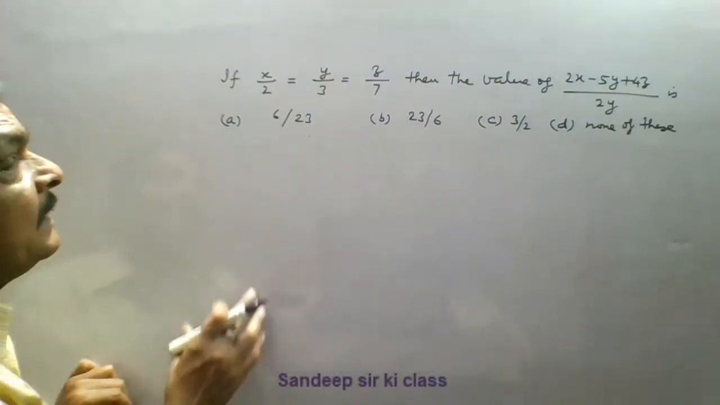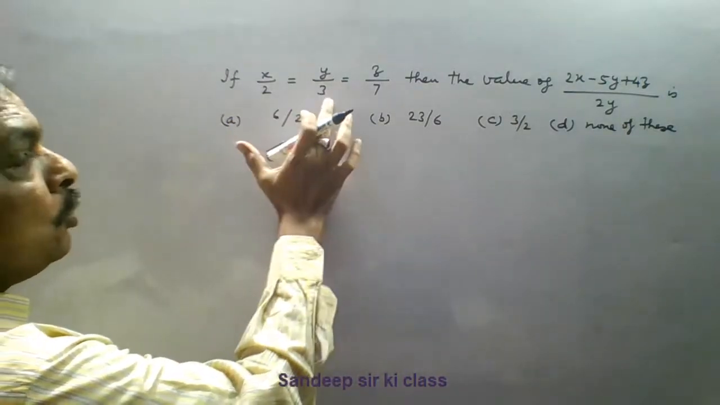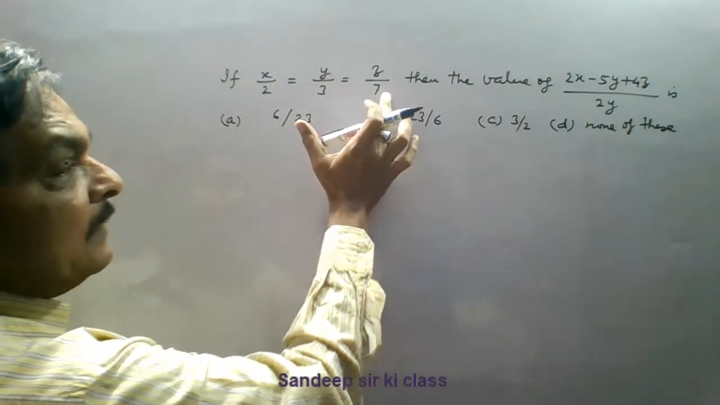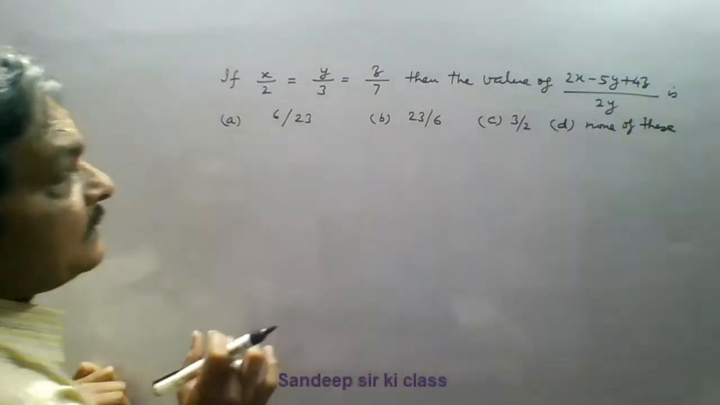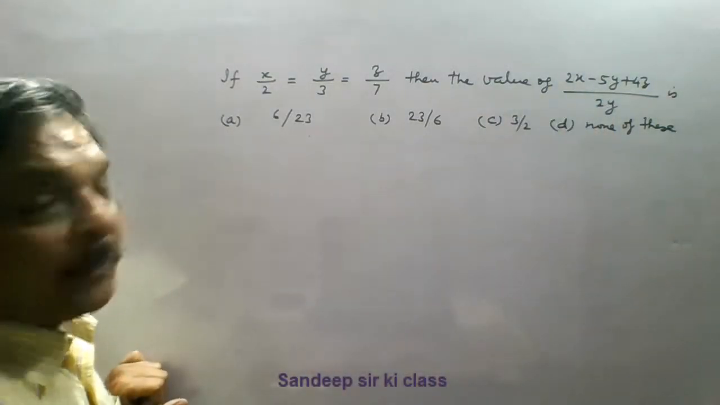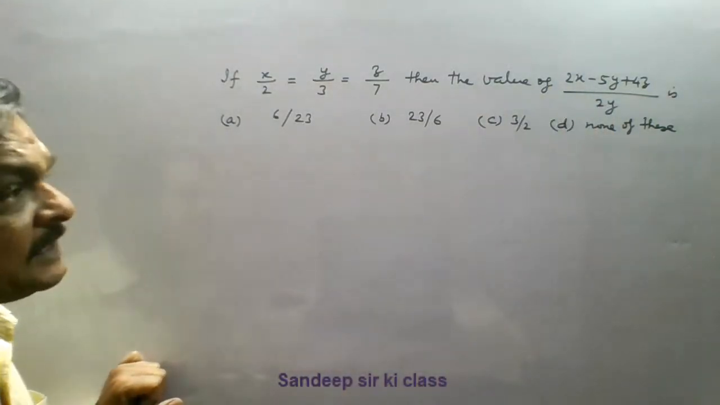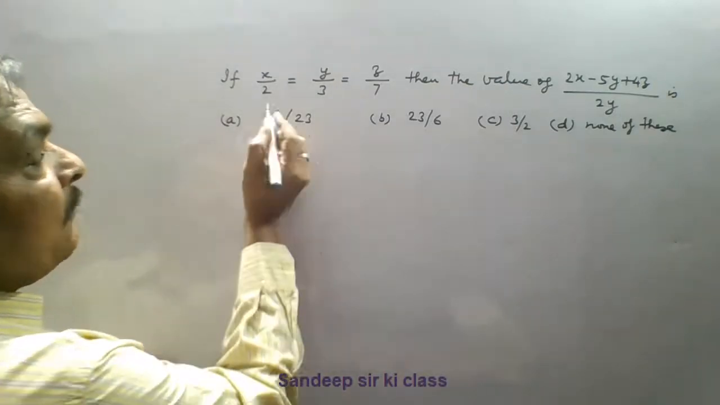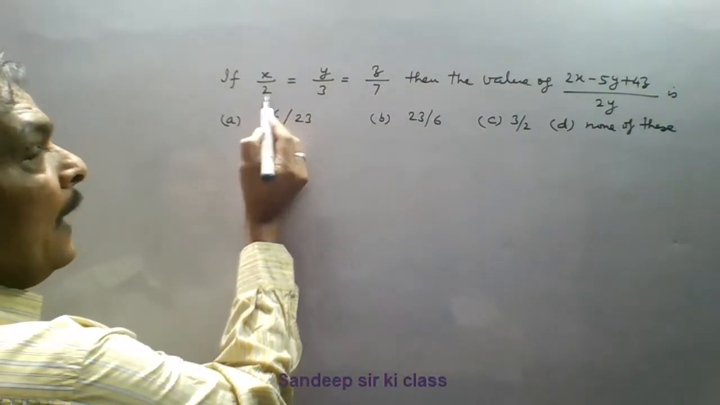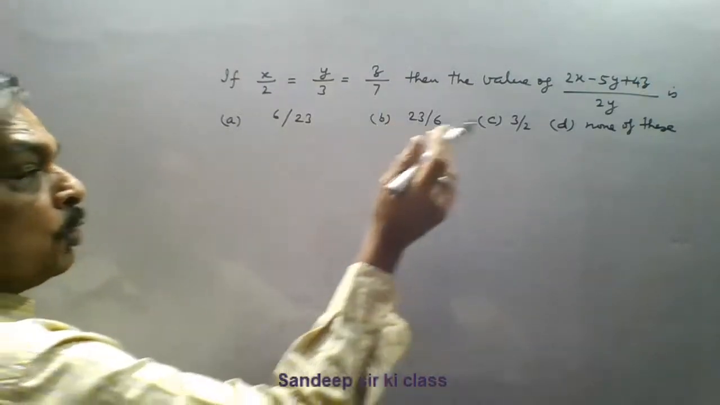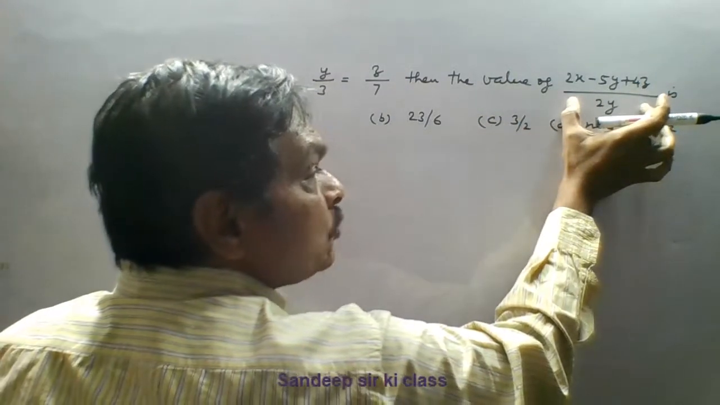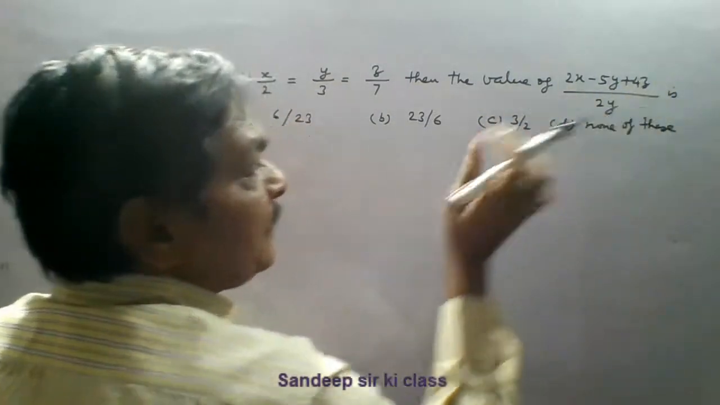The next question is that if x upon 2 is equal to y upon 3 is equal to z upon 7, then we have to find the value of this. We have attempted such problems earlier also. In such problems, whatever is written below x, y and z, those values are written in place of x, y, z in the given expression.